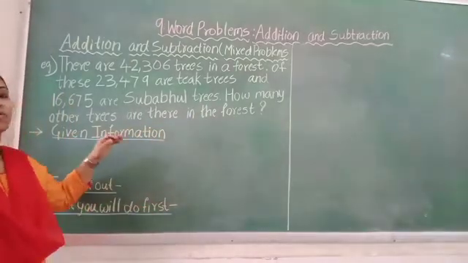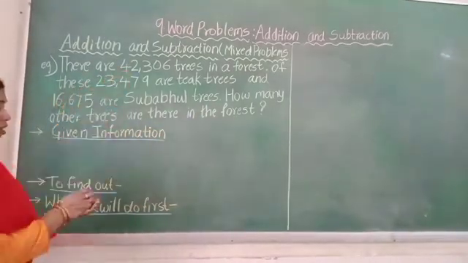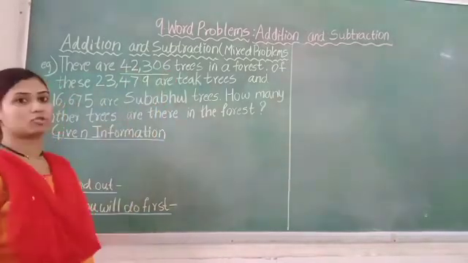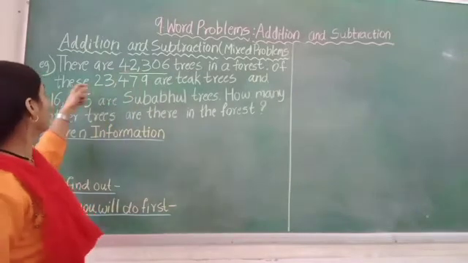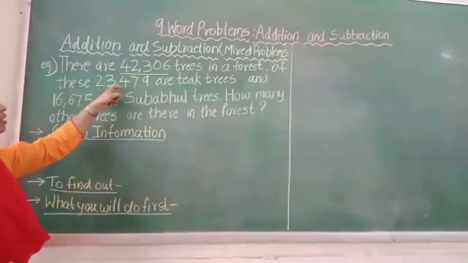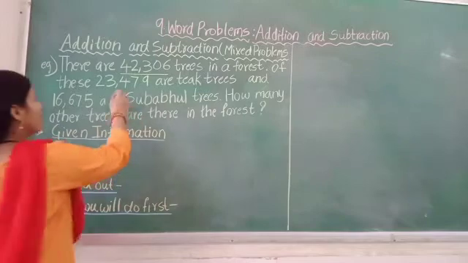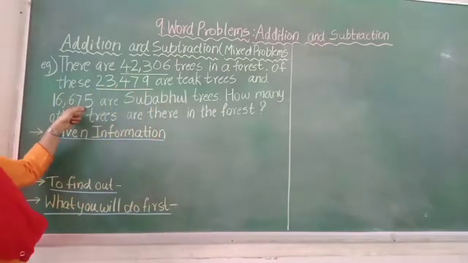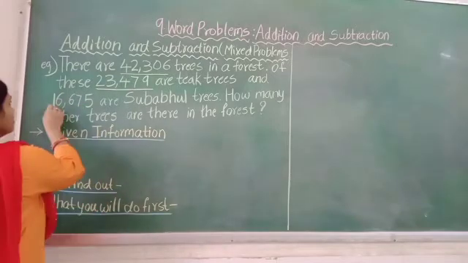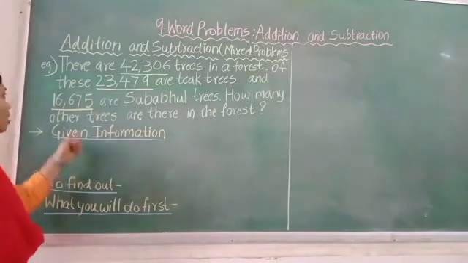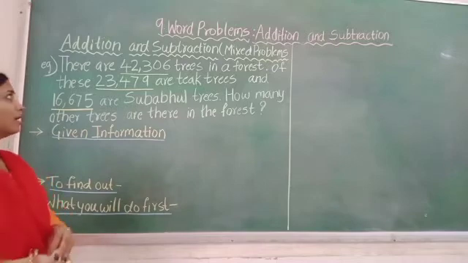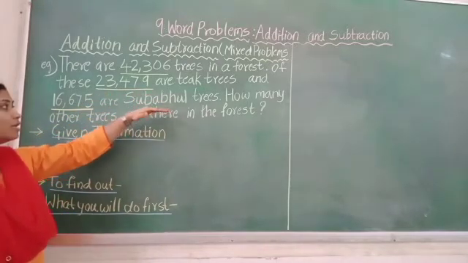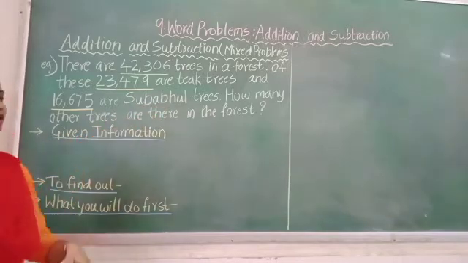Now here what they are telling us, there are a total of 42,306 trees. Of these, 23,479 are teak trees and 16,675 are subabul trees. So how many other trees are there? Except these teak trees and subabul, how many other trees there are is what we have to find.